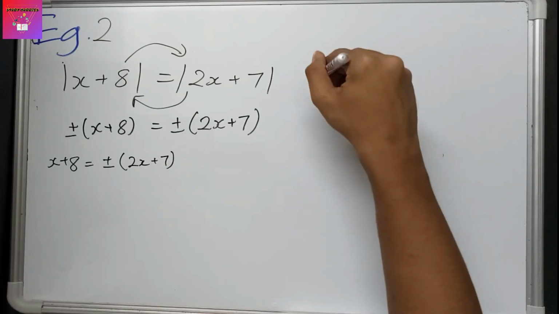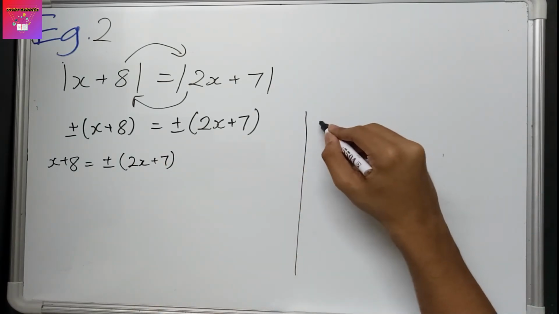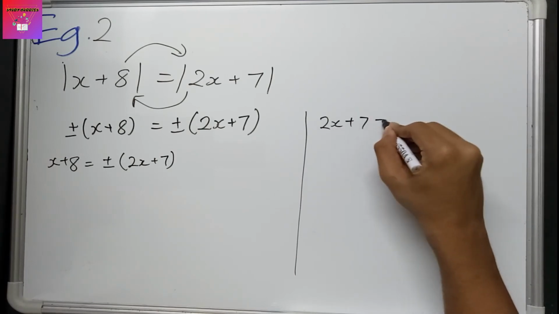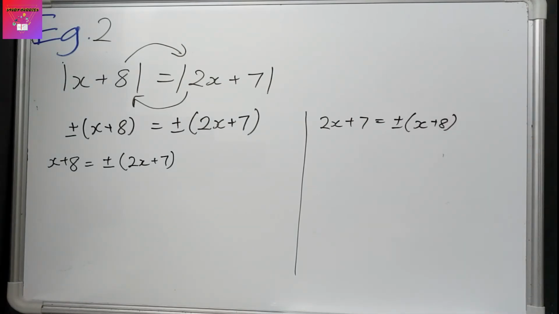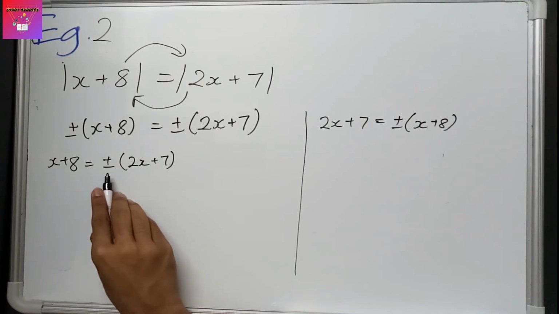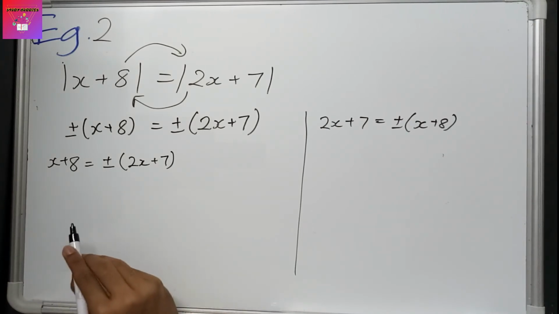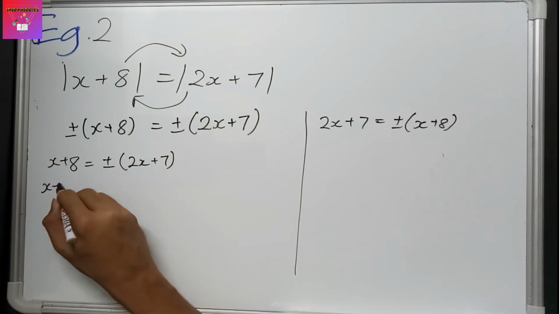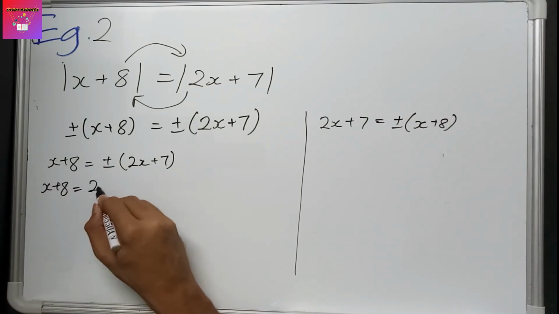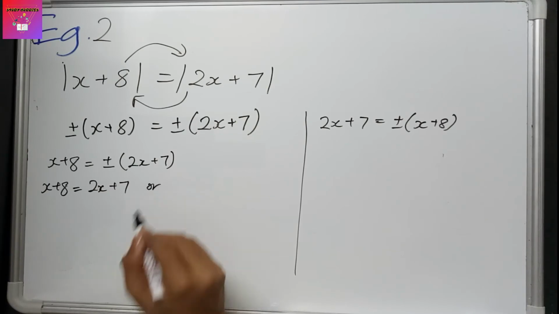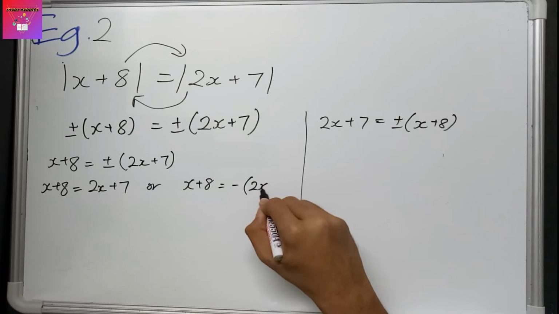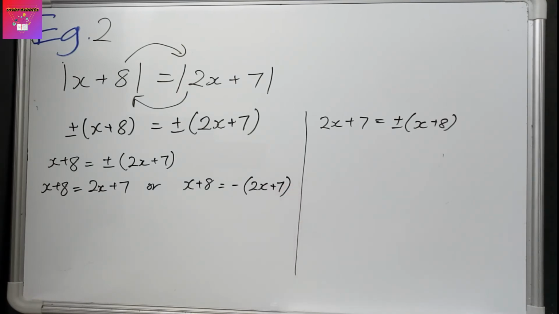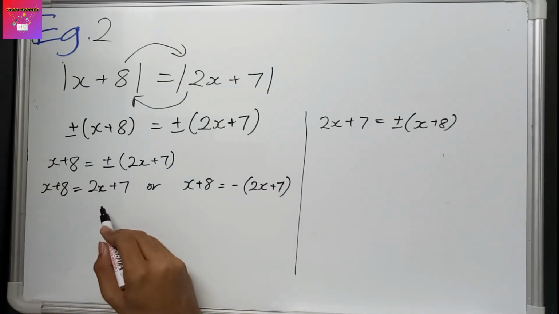On the other hand, we can also do it as 2x plus 7 equals plus minus (x plus 8). Okay? So when we look at this equation, we know that we can split this again because there's a positive and negative. So once we split, you're going to get x plus 8 equals 2x plus 7, or x plus 8 equals negative bracket 2x plus 7. So we'll solve both of them individually.